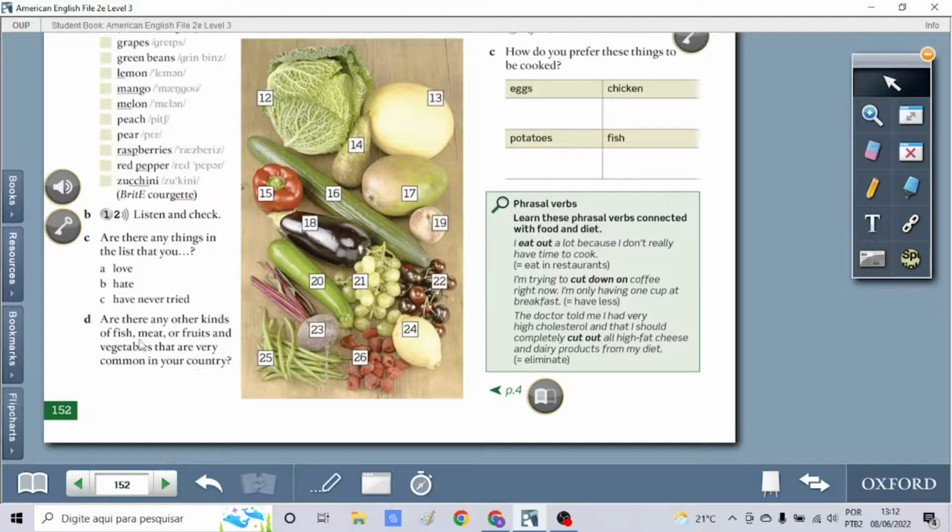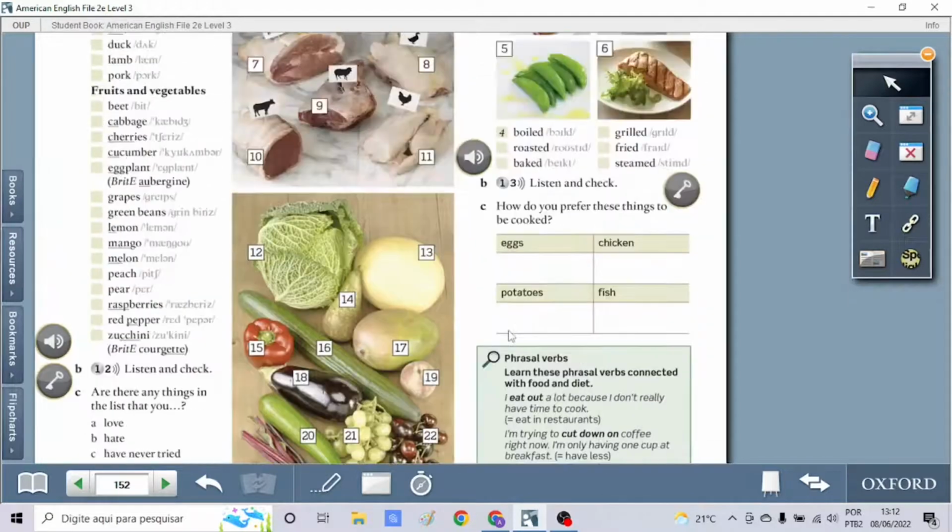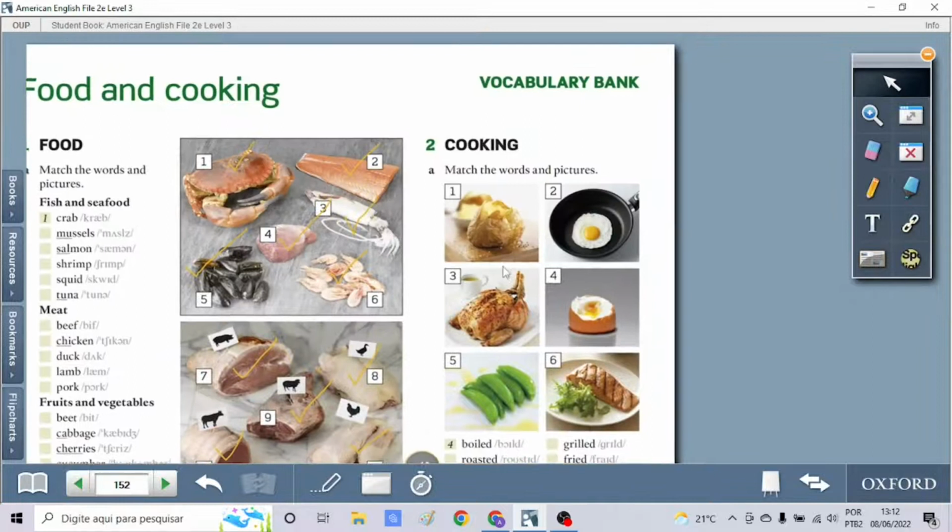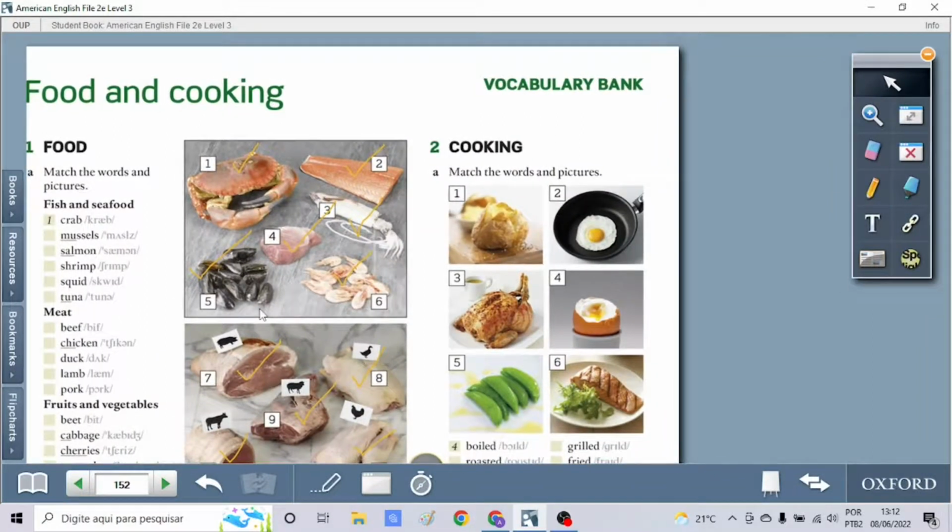Letter D. Are there any other kinds of fish, meat, or fruits and vegetables that are very common in your country? What are they? Please write your answer. Okay, excellent. Now let's go to part 2, activity 2, cooking.